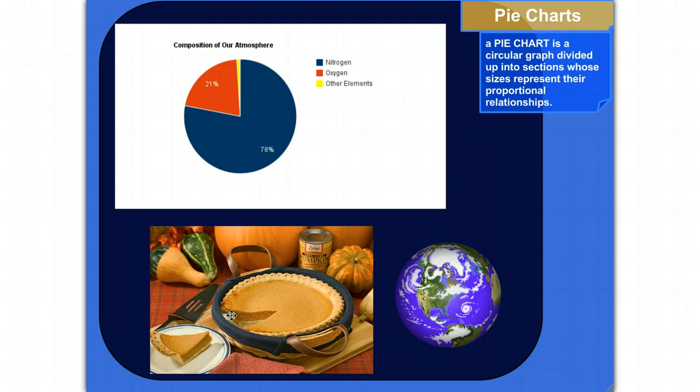So, what is a pie chart? Well, its technical definition is it's a circular graph divided up into sections whose sizes represent their proportional relationships. The common sense definition is it's a chart that looks like a pie. That's why it's called a pie chart.